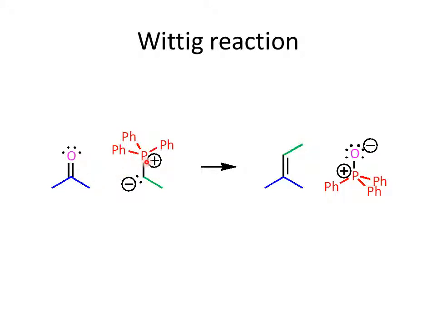But this phosphorus group and this oxygen group aren't there in the product, so they go away. How do they go away? It turns out in a balanced equation, they go away as this phosphorus oxide species.